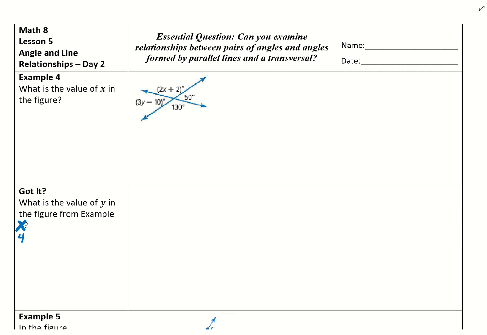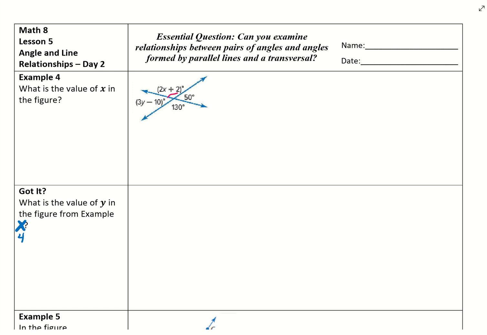So if we look at example 4, it says, what is the value of x in the figure? There's a few different ways that we can do this. Number one, we can look at our two angles that are vertical, right? So this one and this one. And then we can also look at the fact that these two angles add up to create 180 degrees. You can see that there's a straight line there. Okay, so there's a few different ways that you can go about doing this one. I'll go ahead and show both just to make sure that we're all on the same page.